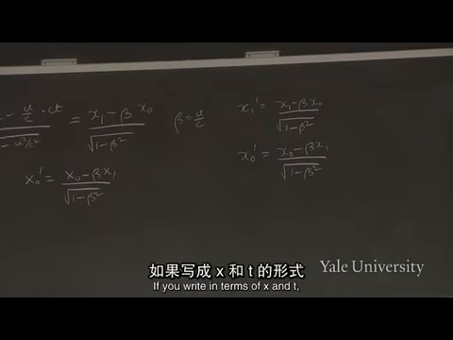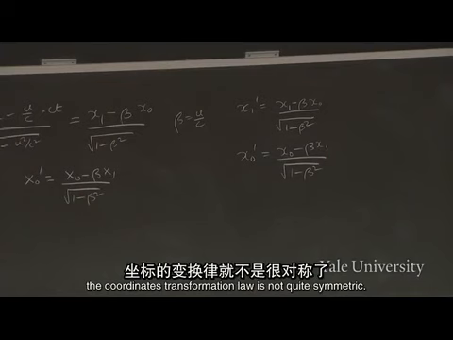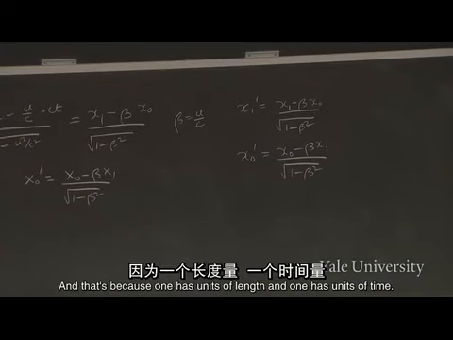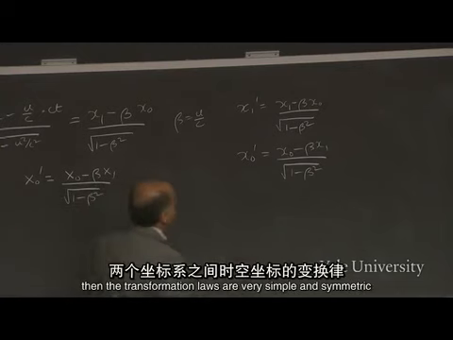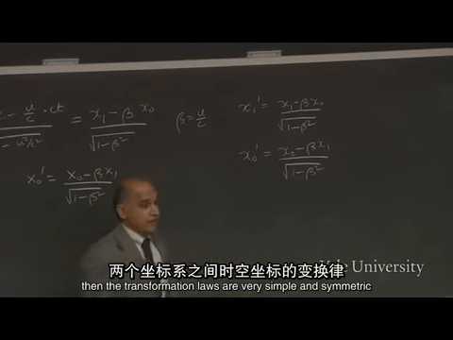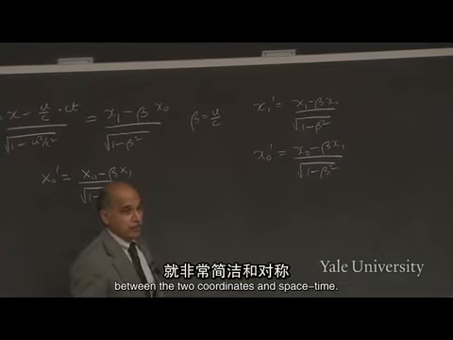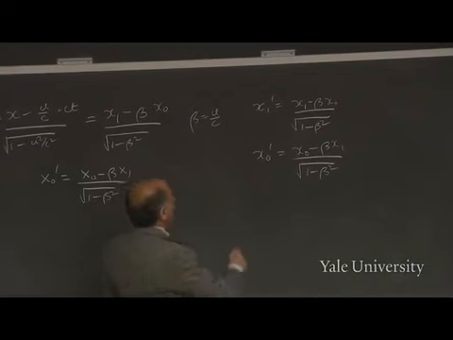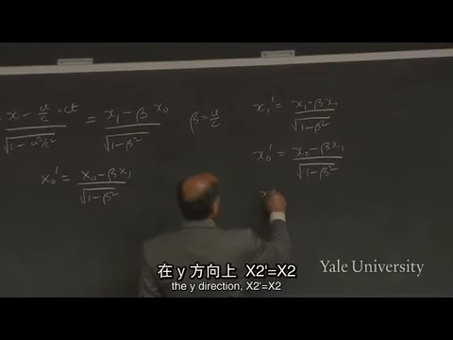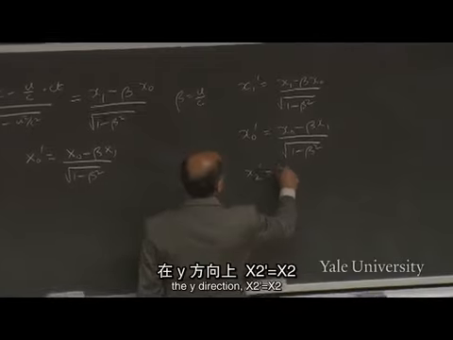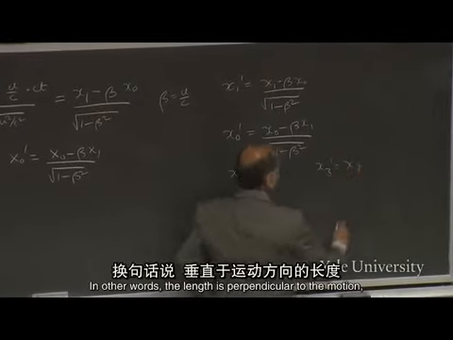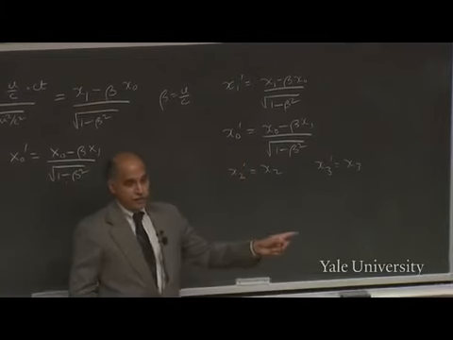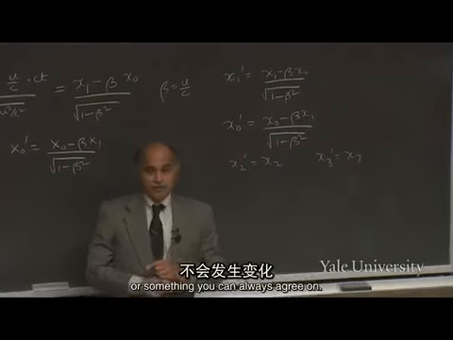If you write in terms of x and t, the coordinates transformation law is not quite symmetric. And that's because one has units of length and one has units of time. But if you rescale your time to turn it into a length, then the transformation laws are very simple and symmetric between the two coordinates in space-time. There are also the other coordinates, the y direction, x2 prime is x2, and in the z direction, x3 prime is x3. In other words, lengths perpendicular to the motion are something you can always agree on.